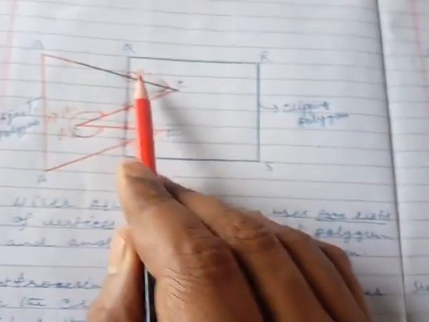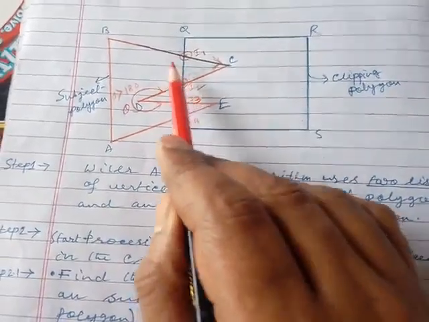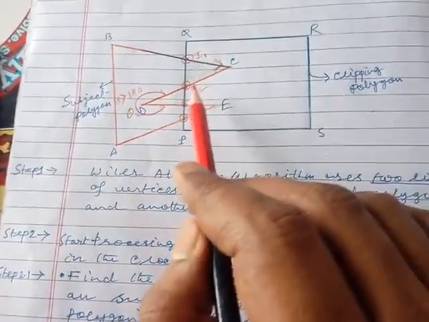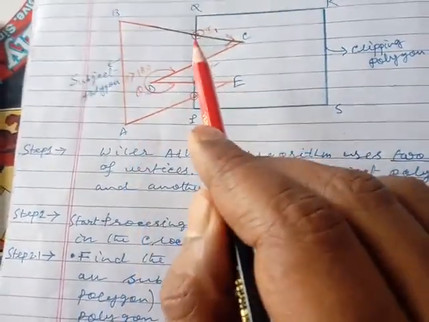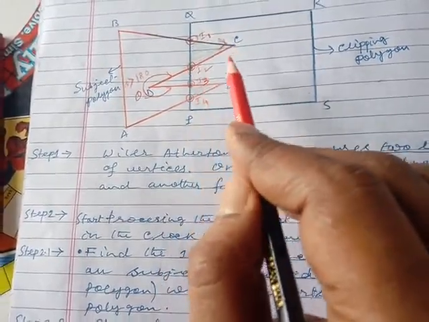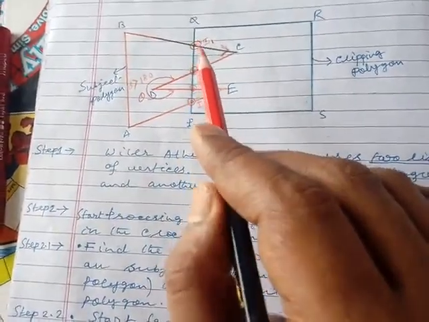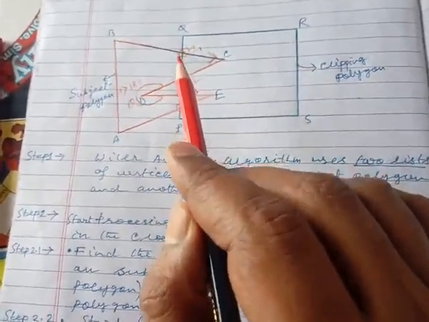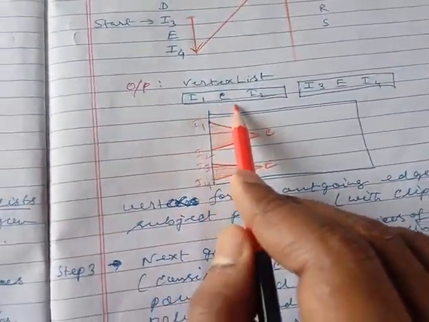Then we reach this point I1. So essentially, we are storing the I1 vertex followed by the C vertex and followed by the I2 vertex following the subject polygon edge, and once the I2 point, the intersecting point for an outgoing edge of the subject polygon, is reached, we will consider the clipping polygon and proceed following the clipping polygon edge in the clockwise direction till we reach the previous intersecting point I1. So we get the vertex list I1, C, I2.